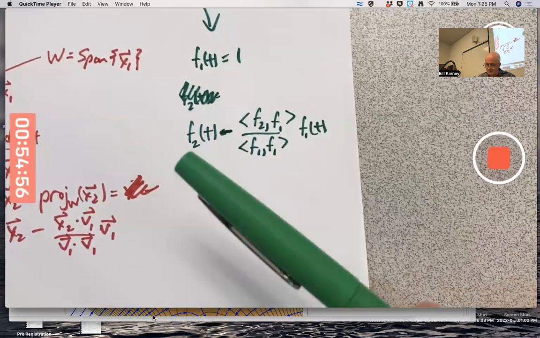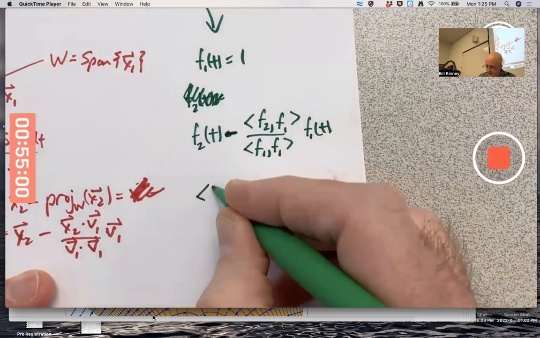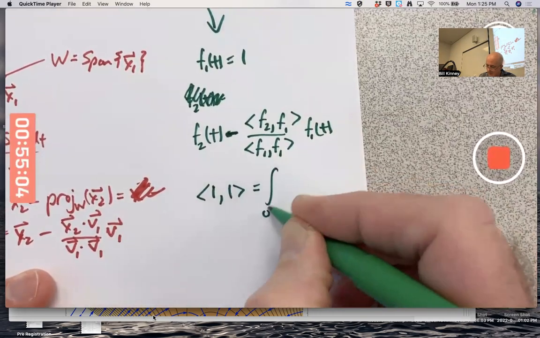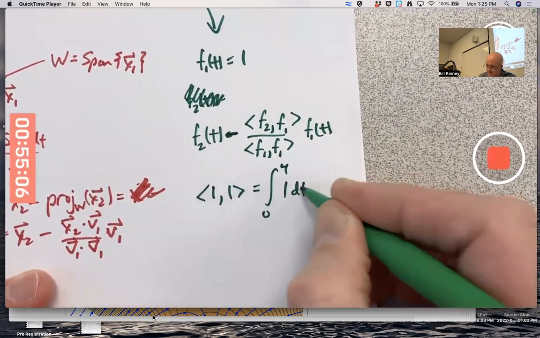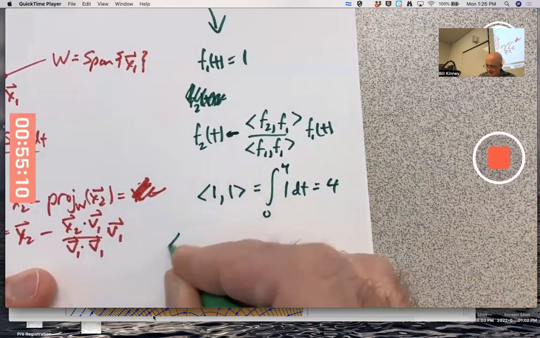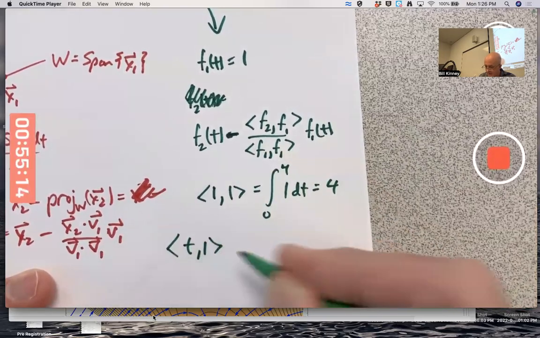Let's go ahead and do it. Let's find these inner products. Inner product of F1 with itself means the inner product of 1 with itself. Integrate 1 from 0 to 4. Get 4. Inner product of F2 with F1 means inner product of T with 1, which we've already computed. It was 8.